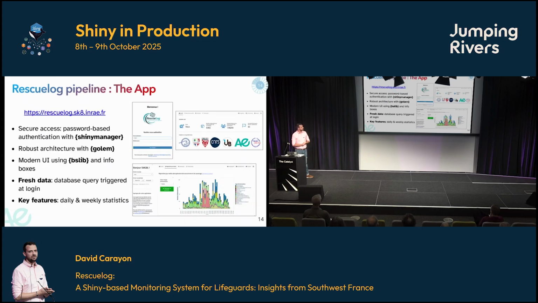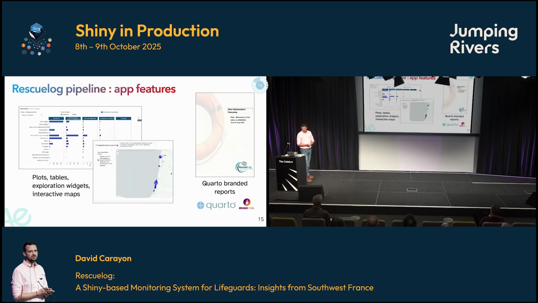The app is developed using modern tools: shinymanager for authentication, golem for the code, bslib for the UI, and it has nice interaction with the database for daily and weekly statistics. The users can play with plots, tables, other types of widgets and interactive maps. They are also able to produce Quarto branded reports for specific sites and specific time periods.